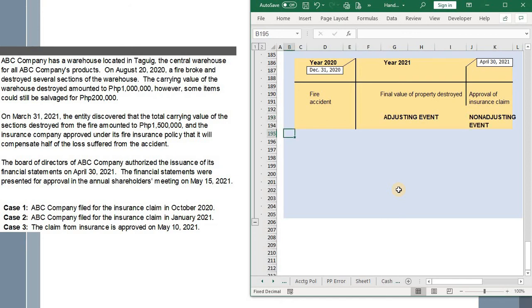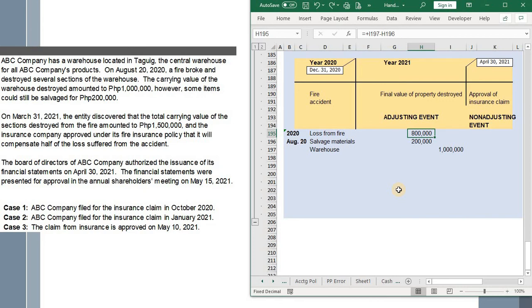So to record the journal entry, our entry in 2020 is the same as in case 1 and case 2. So that will be on August 20, which is the date of the fire. So that will be a credit to warehouse for 1 million, a debit to salvage materials for 200,000 pesos, and a debit to loss from fire for 800,000 pesos.